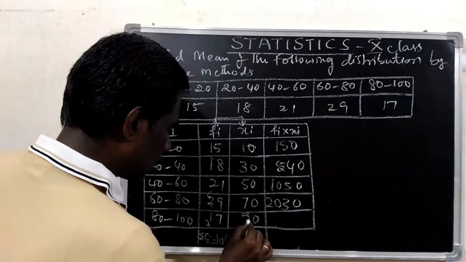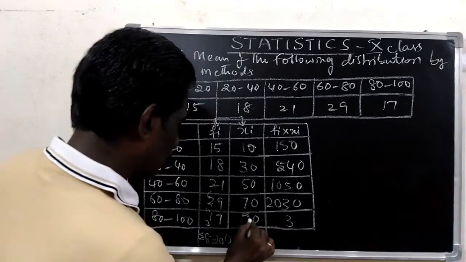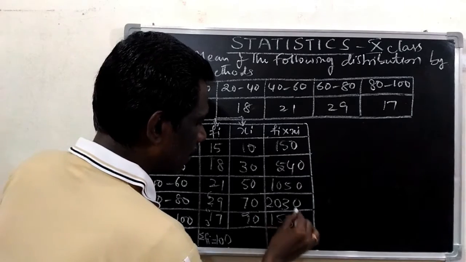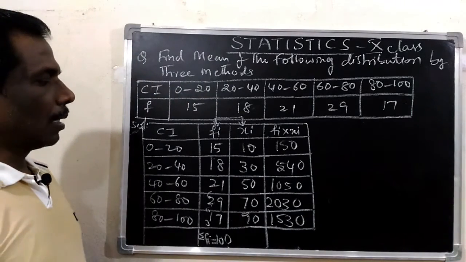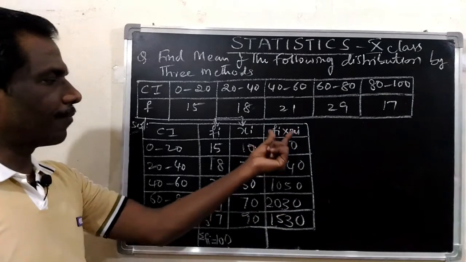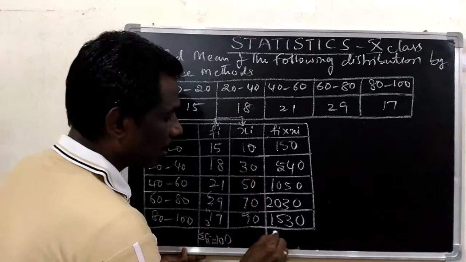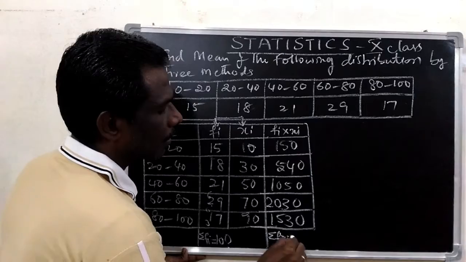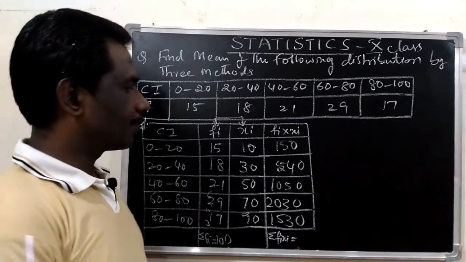And here 9 7s are 63. 9 1s are 9. 9 plus 6 is 15. And write this 0. It is 1530. Now we find the sum of fi into xi, that is sigma fi xi. What is sigma? Sigma is the sum, the total symbol.